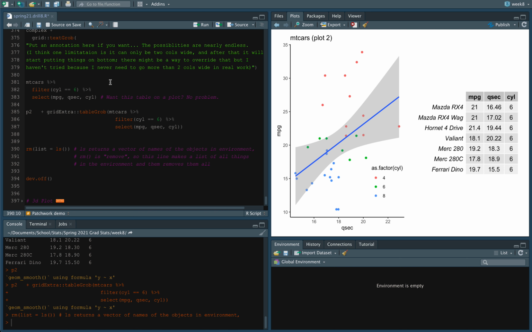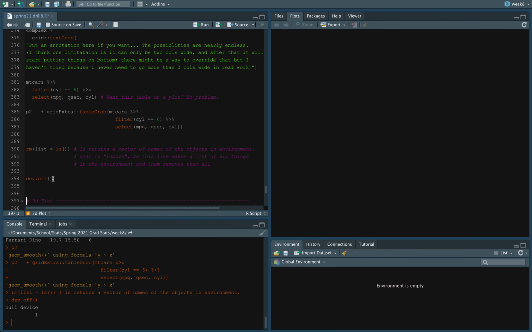So it clears out the environment programmatically. And then also there's this command dev.off that we'll talk about more in a little bit. But basically it's a device off, the graphics device specifically.